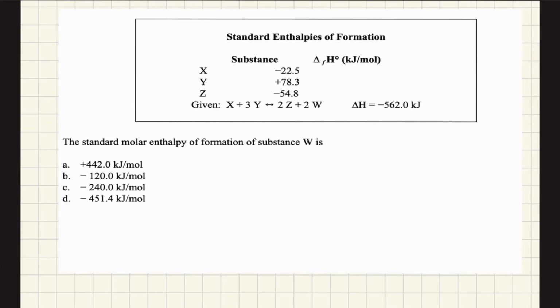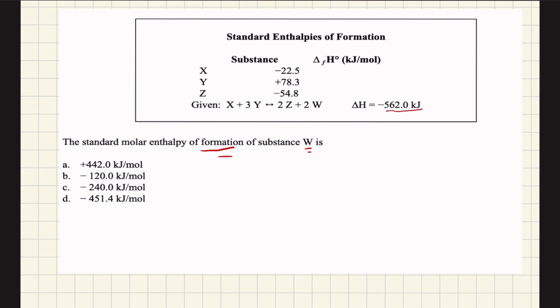Now here we're given a table full of standard enthalpies of formation of unknown elements, but the elements don't matter. X, Y, Z represents the elements. And then we're given an enthalpy change of reaction here. So here it asks for the standard molar enthalpy of formation of W. And if we notice here, that's the only one that's not given.